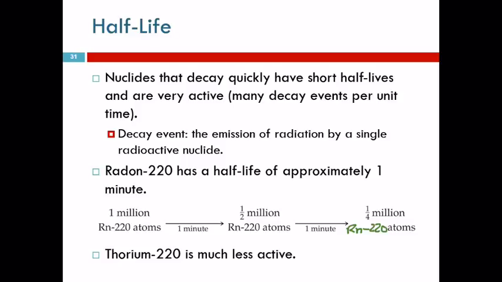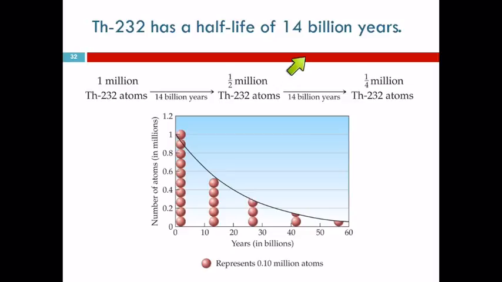So there's 250,000 left. If you wait another minute, you'll have 1/8 of a million. Another minute, 1/16 of a million. It's just cut in half every time. So a half-life of 1 minute, that's pretty short. Thorium-220 is much less active. Let's look at that one. It has a half-life of 14 billion years. That's a little different from a minute. So if you started with 1 million thorium atoms, it would take 14 billion years to cut that in half. For radon-220, it's 1 minute.